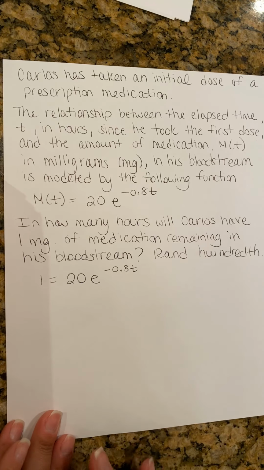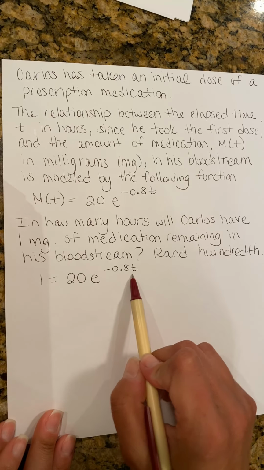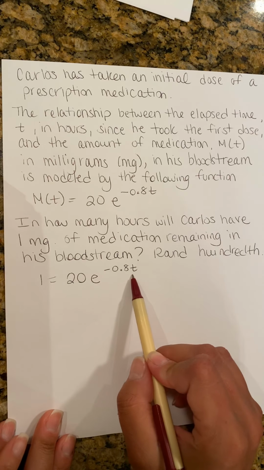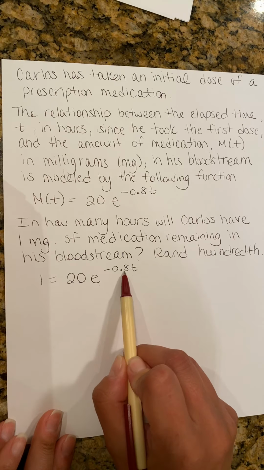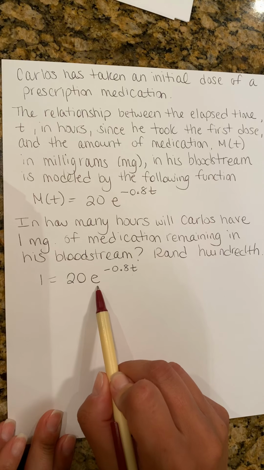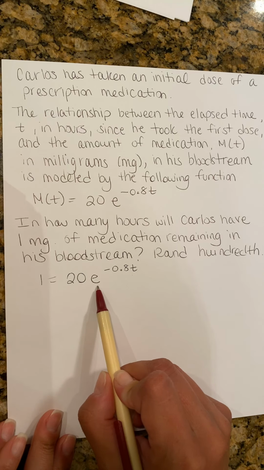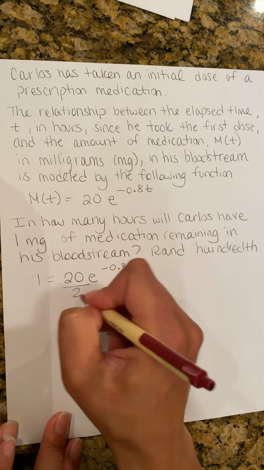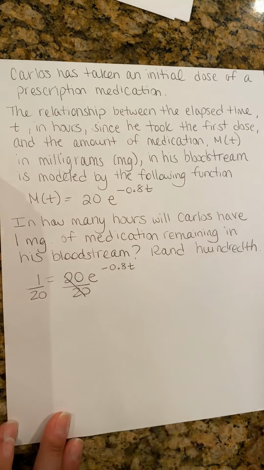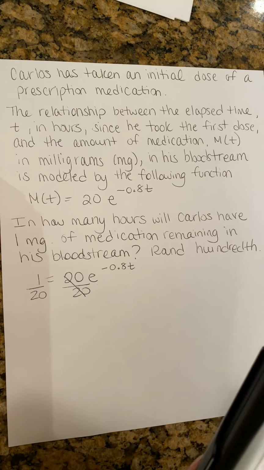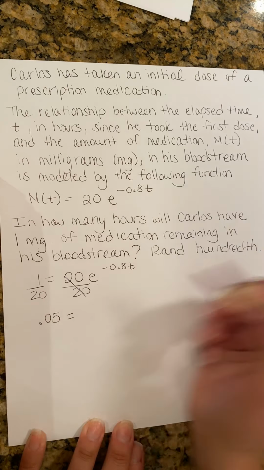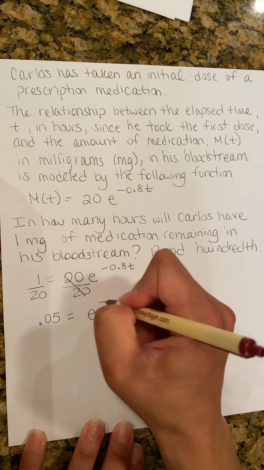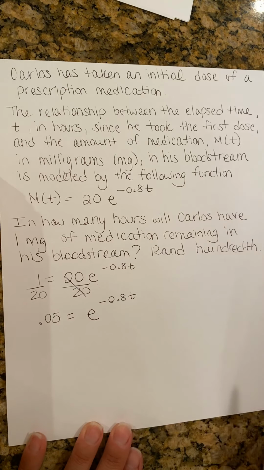So it's very similar to the one we just got done doing, okay? We are solving for an exponent, which means we're going to have to change this to a log. We cannot multiply these two things together, okay? The exponent is only attached to this base. The base happens to be an e. So we got to get rid of that 20 first by dividing it out. So 1 divided by 20 is 0.05. So we have 0.05 equals e raised to the negative 0.8t.